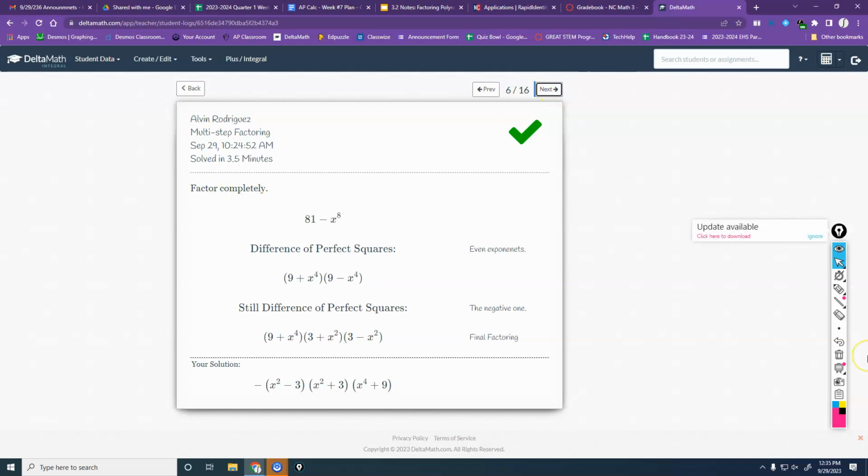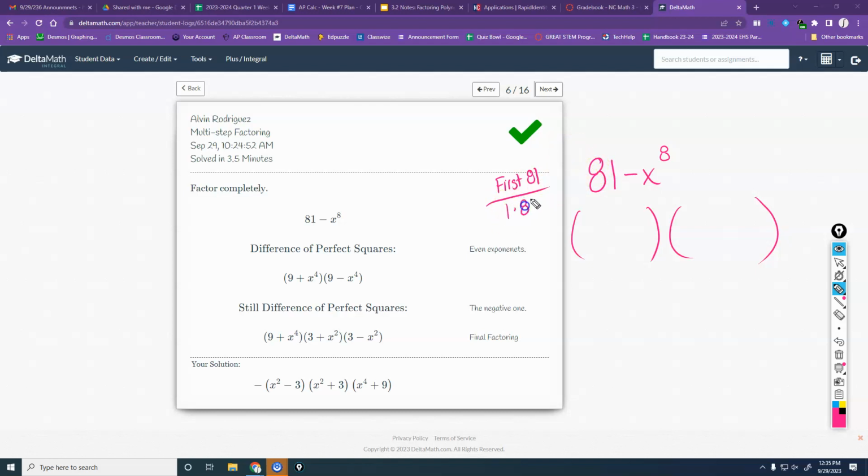Okay, here's one. You might run into something like this. 81 minus x to the 8th. There is not a greatest common factor for that one, right? There's also not a middle term, so that middle term has disappeared. So when I factor this, I'm looking at that first term, which is 81, and I'm looking for something I can multiply to get 81. I could do 1 and 81. The one I really want to use is 9 and 9, right, because the middle term's missing.